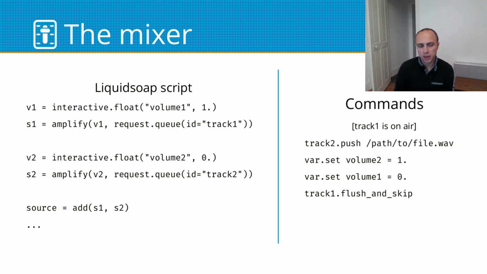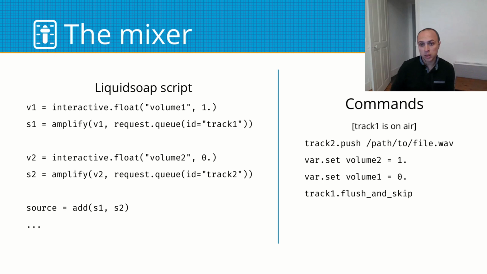I noticed that they had not only one request queue, for example, but two. I think they have even more. But in this example, you could have two request queues, and you pass them to an amplifier operator, which is driven by an interactive variable.